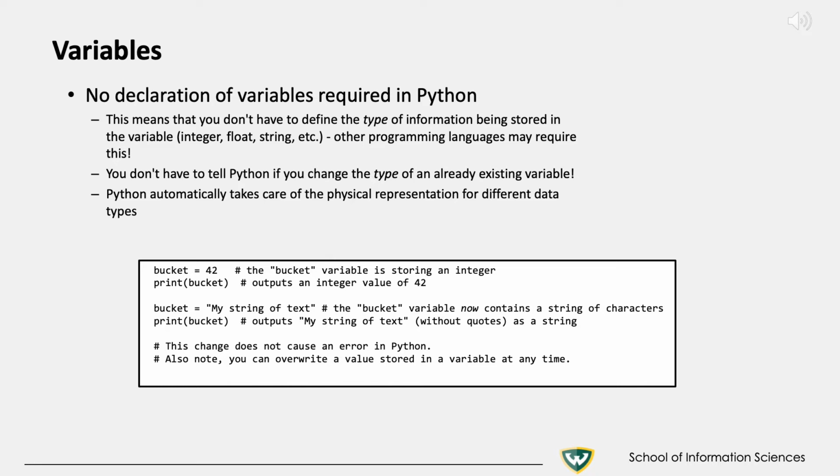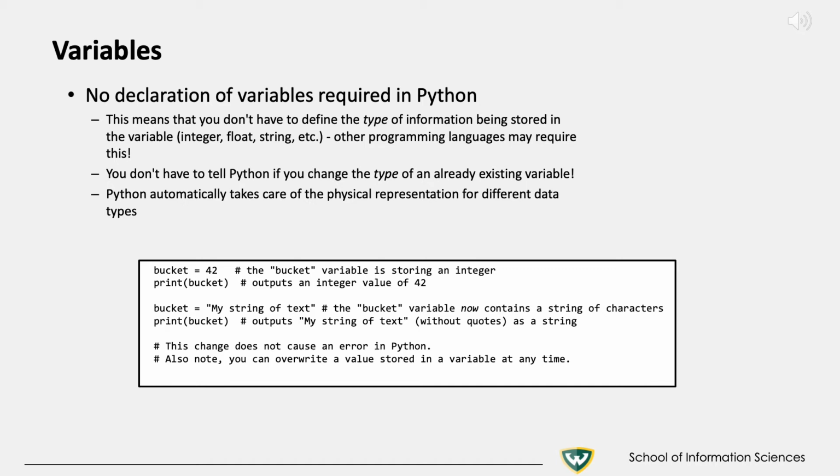Now, I keep the same bucket, so I don't rename that variable. I just say bucket equals, and now quotes, and then some text inside of it. In this instance, my string of text. Now that bucket variable contains a string of characters. If I print the bucket now, it outputs that exact string of text that I added to it earlier. This change from integer to string does not cause an error in Python. It might in other languages, depending on what you're programming in.